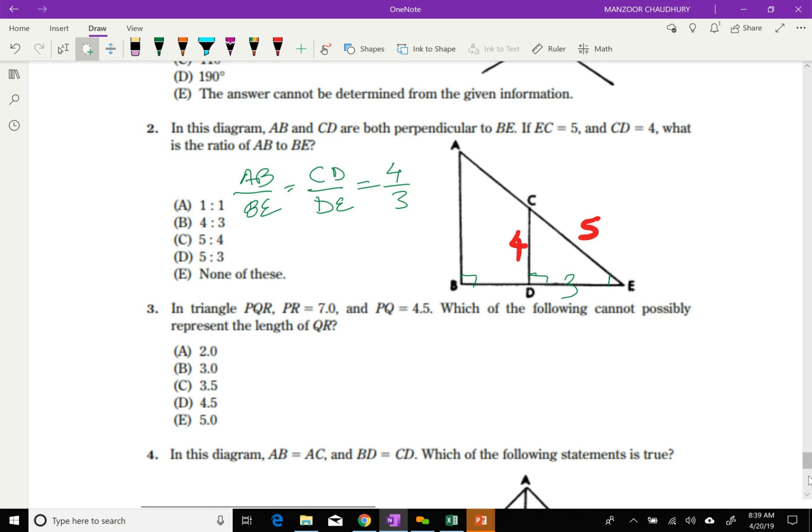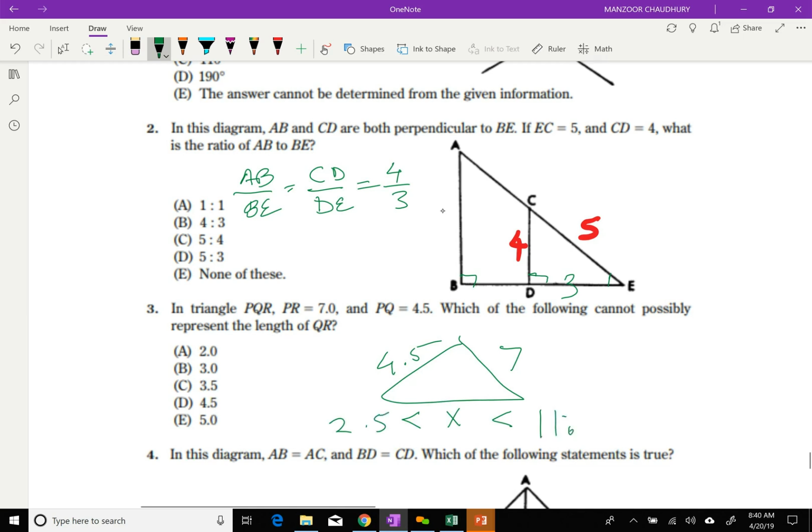So QR cannot be 2. You add one side and you subtract one side, so the third side will be in between.